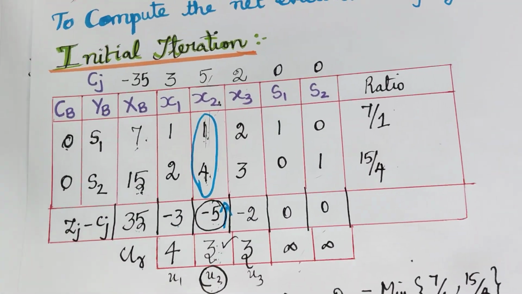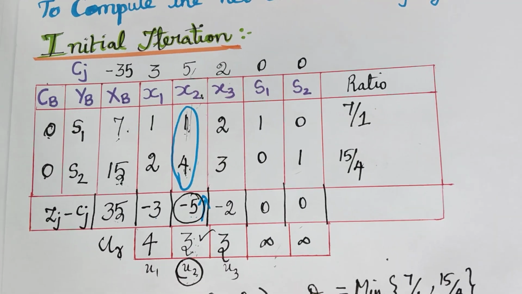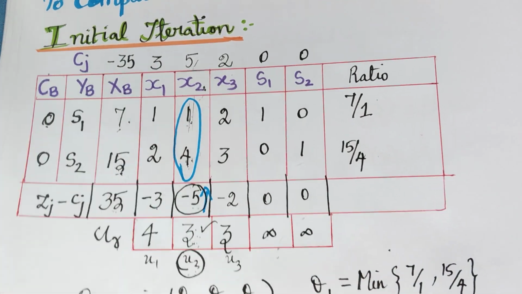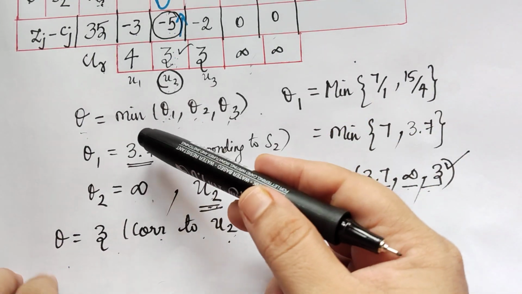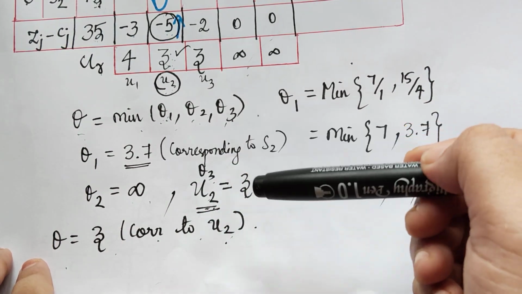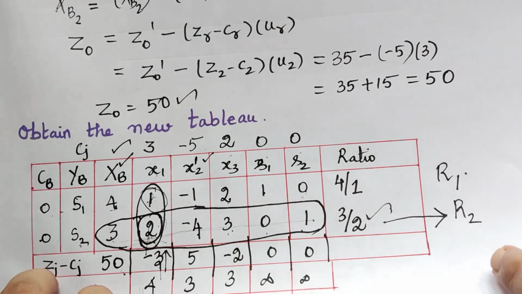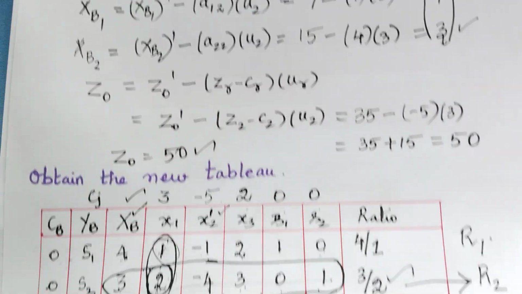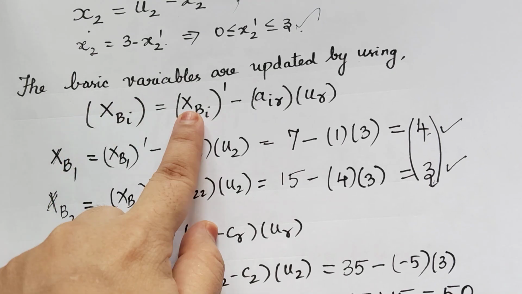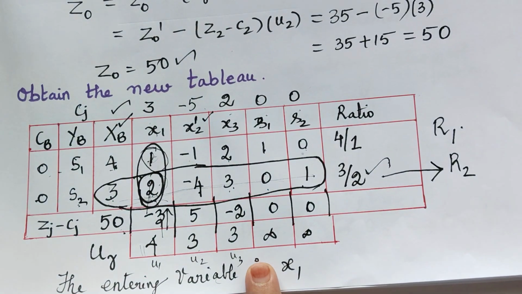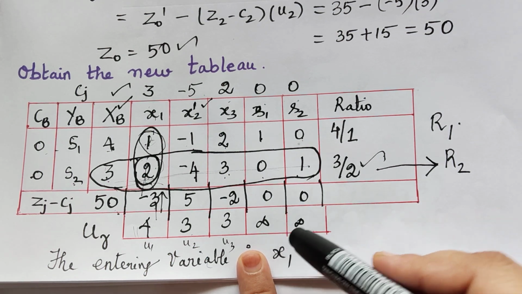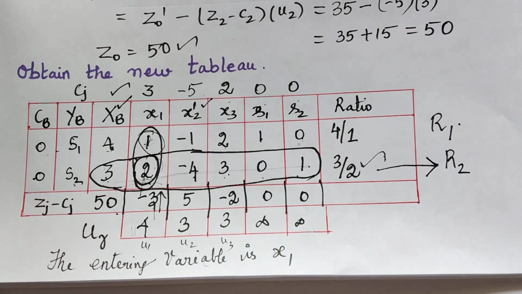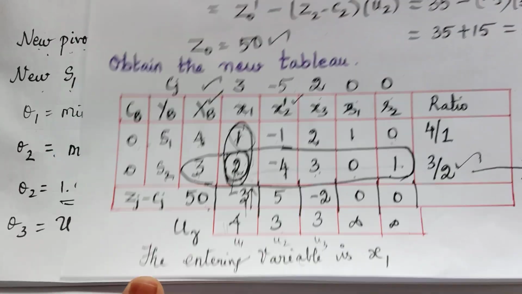After that, we formed the initial iteration table, and we found the entering vector. After finding the entering vector, we had to find the value of theta, which was taken to be the minimum of three values, theta 1, theta 2, theta 3. Since it was corresponding to the upper bound, we had to update the values of the basic variables. So we have updated the table, we have updated the basic variables, and we formed the new table. In this table, we performed the zj minus cj operation, and we found the entering vector and the leaving vector.